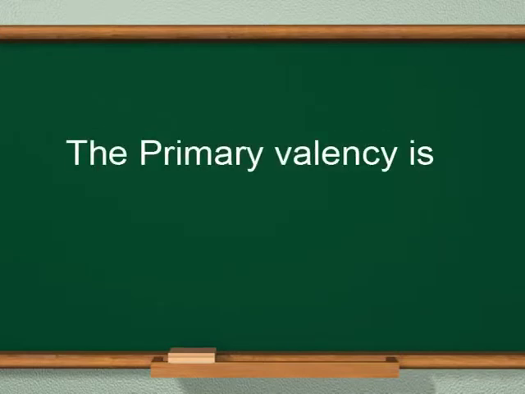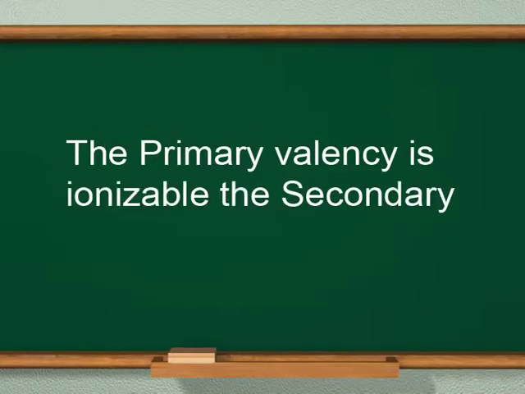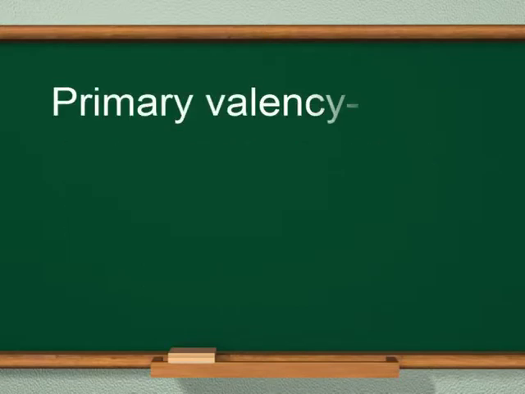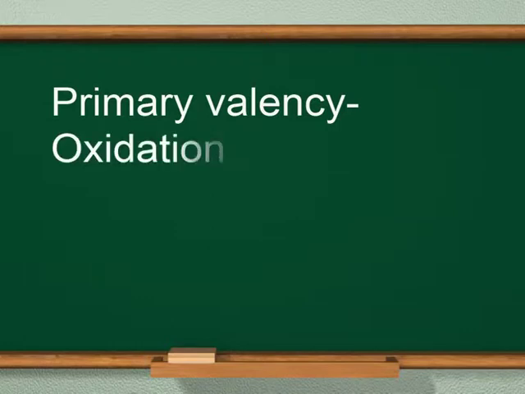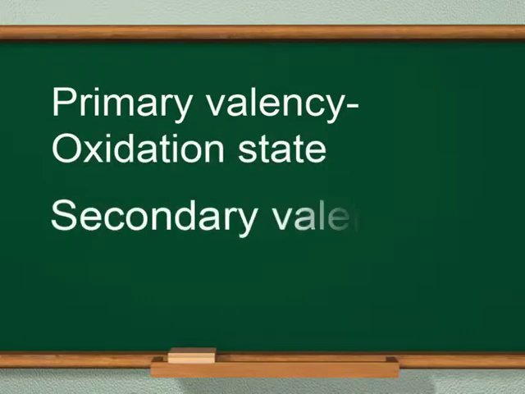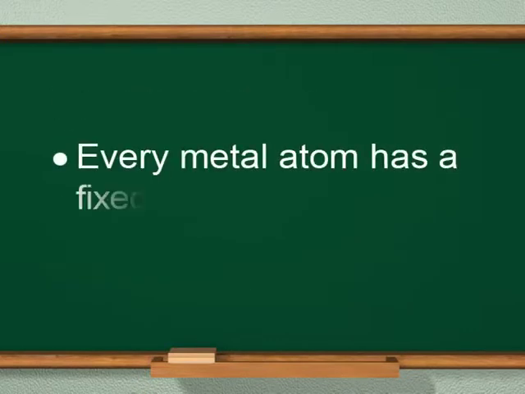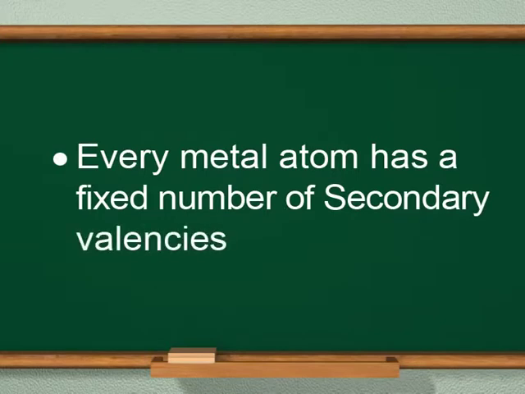The primary valency is ionizable, whereas the secondary valency is non-ionizable. In modern terminology, primary valency corresponds to oxidation state and the secondary valency corresponds to coordination number. Next postulate is, every metal atom has a fixed number of secondary valencies, that is, it has a fixed coordination number.